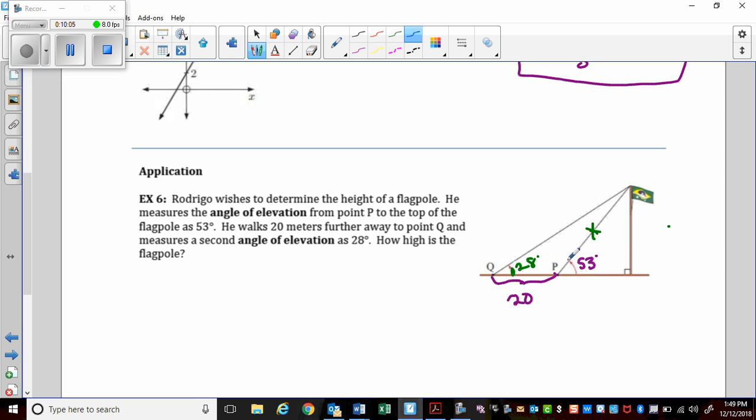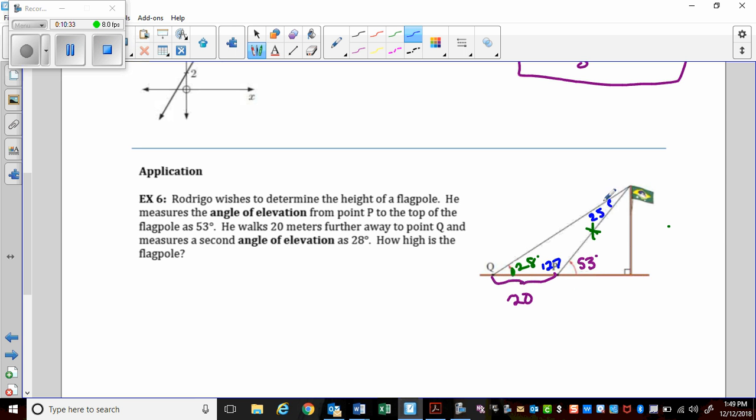And I can find angle P, or this other part of angle P, because this forms a straight line, which is 180. 180 minus this 53 is 127. Now I know that these two and this third angle add up to be 180. So 180 minus 127 plus 28 will give us 25. So this angle has to be 25.